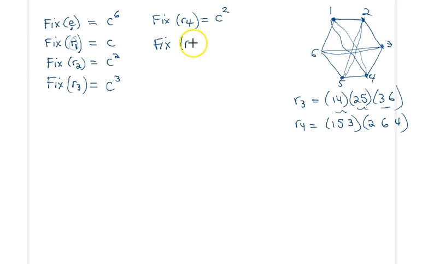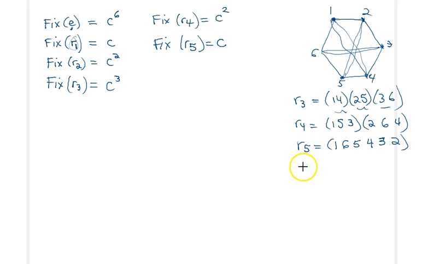So fix of R5, that would simply be a 300 degree rotation. So 1 will be mapped onto 6, 6 will be mapped onto 5, and so on. So R5 is 1 is mapped onto 6, 6 is mapped onto 5, 5 into 4, 4 into 3, 3 into 2, and 2 back onto 1. So therefore there's only one single cycle, so that's again C.